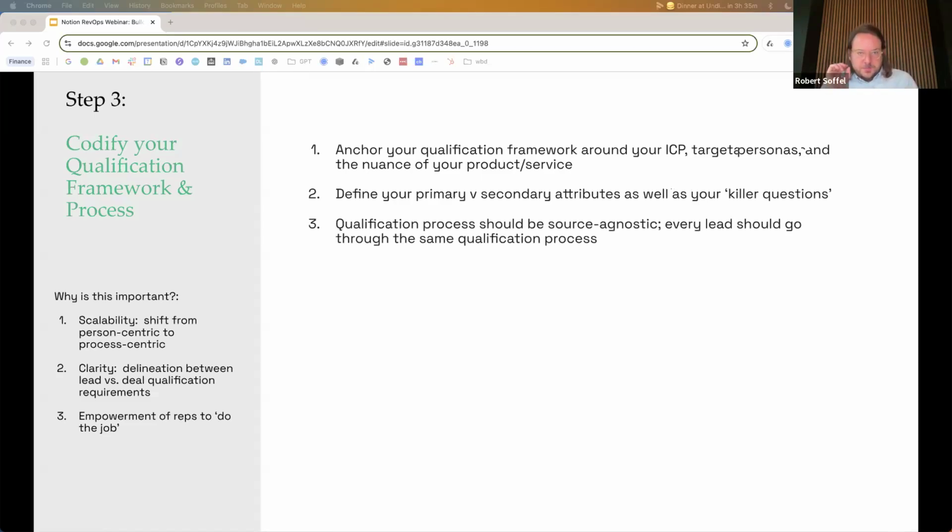Third thing is, your qualification process should be source agnostic. You shouldn't have different qualification for different sources or different lead origins, if you will. And so that process should be standardized for scalability, which I'll touch on in a second.